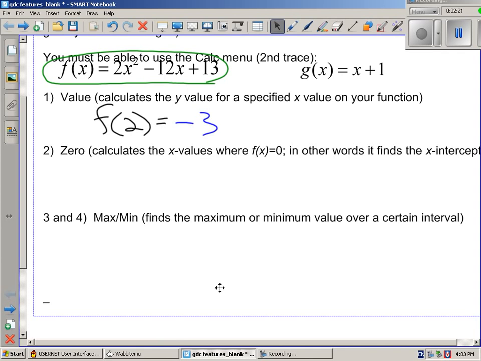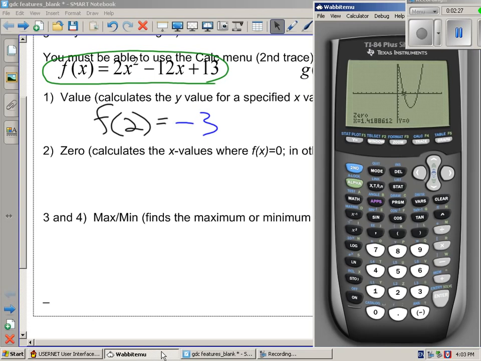Max and min, pretty straightforward. It finds the maximum or minimum over a certain interval. On this parabola, obviously there's no max. There is a min, though. So we'll go second calc, choose 3 for a minimum. Again, it asks us for left and right bounds. So we go to the left of the minimum, press enter, go to the right of the minimum, press enter, guess. And there, we get a minimum of negative 5 at an x value of 3.